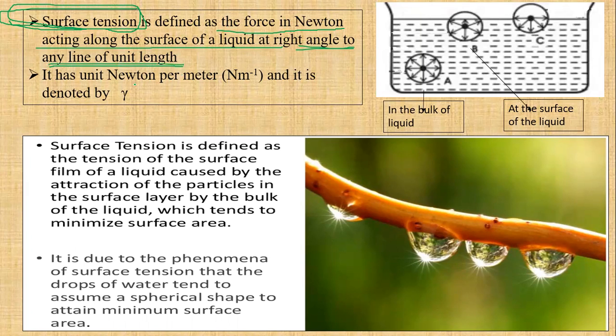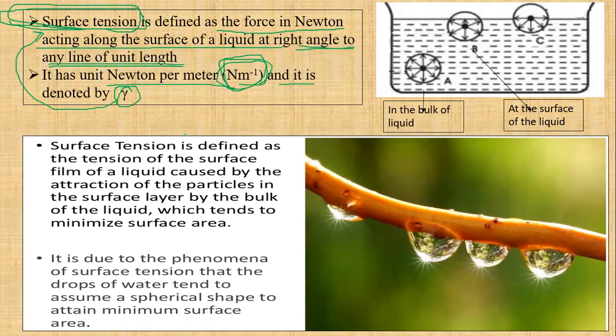Okay, again we'll clear it. It has a unit Newton per meter. Whatever force is applied, it is applied in Newton. So how much force is applied in Newton per meter, and that is denoted by the symbol gamma. The surface tension is denoted by this symbol.